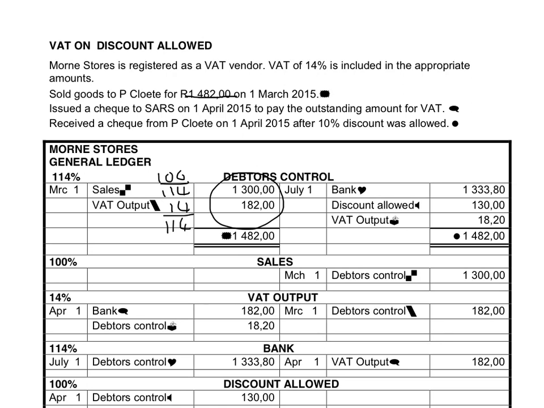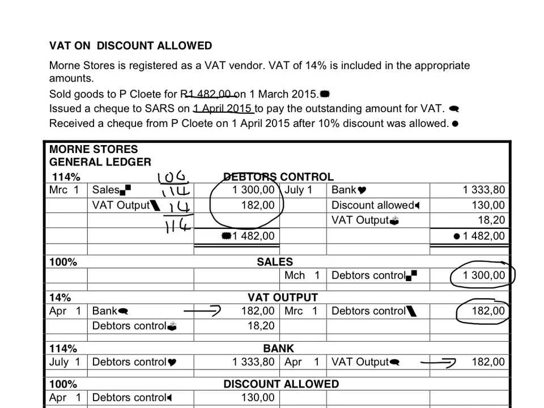Sales will be increased only with 1,300 that belongs to the business. VAT output will be increased with 182 Rand to show that the business owes 182 Rand to SARS for VAT that was collected on behalf of SARS. Although the debtor hasn't paid his account, a cheque is issued to SARS on the 1st of April to pay for the VAT. So the bank account is credited and VAT output is debited. Therefore, there's no outstanding amount.